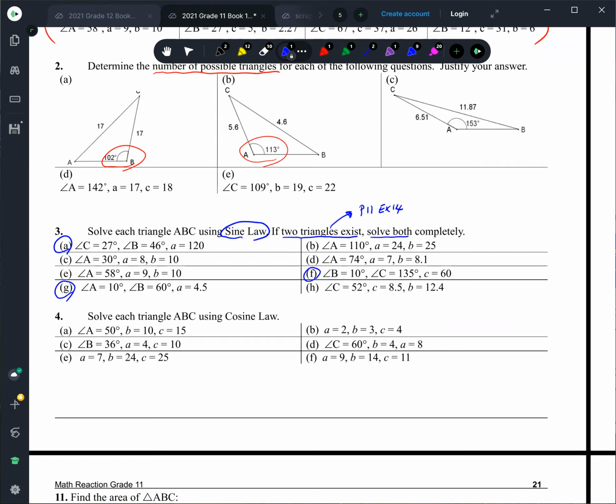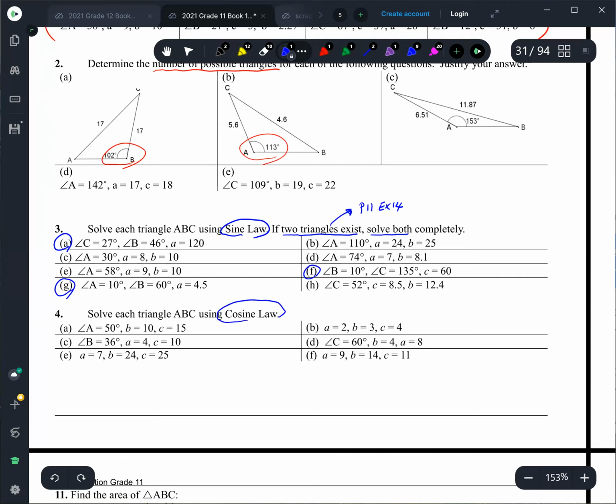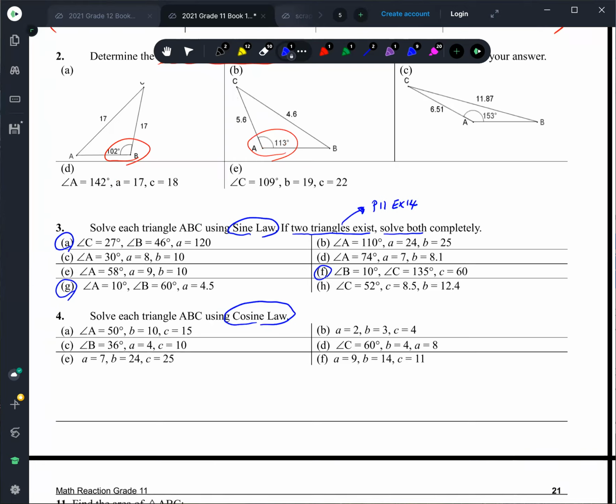So you have questions B, C, D, E, H. I'm not sure how many, but I think two of them have two solutions. You have some no solution, some one solution, so you need to check. Follow the GPS. And then cosine law is very straightforward. You just plug it in and find the missing parts. It tells you to solve each triangle, so you find the opposite side or opposite angle, and then use it to find the rest. For cosine law, I just picked a couple of them.